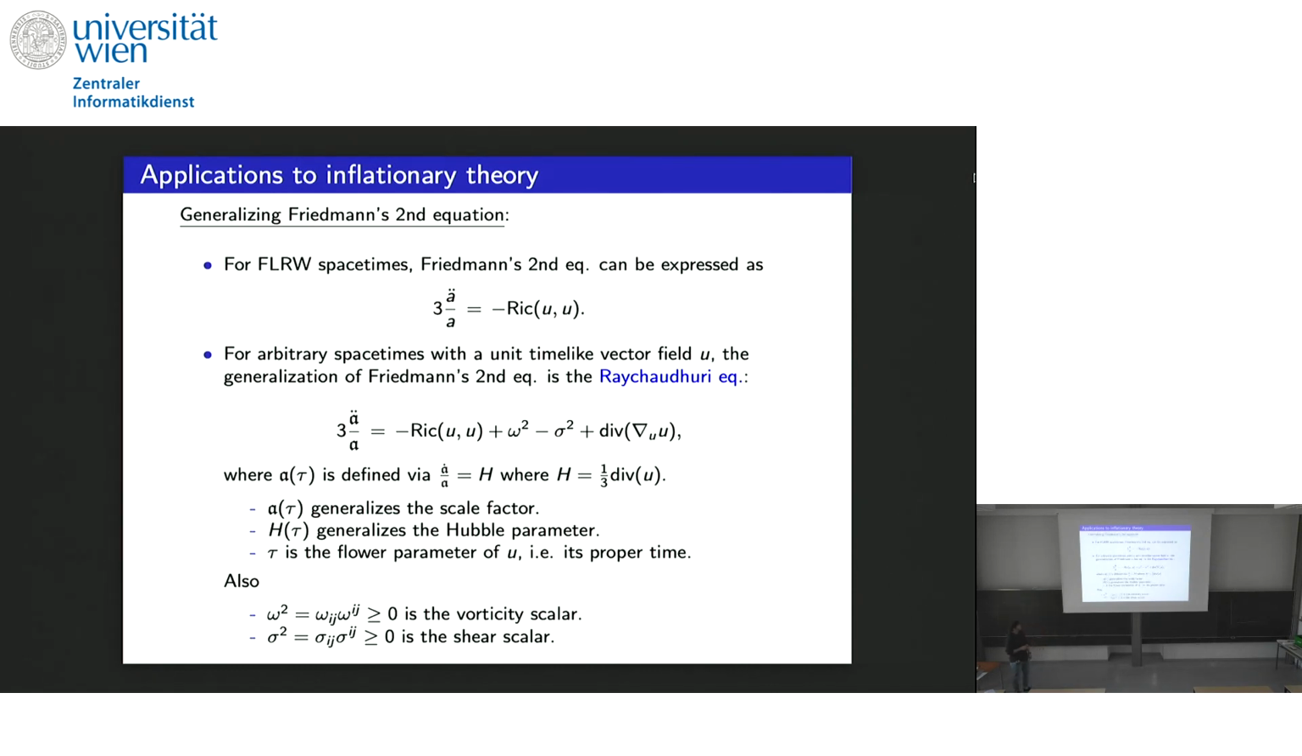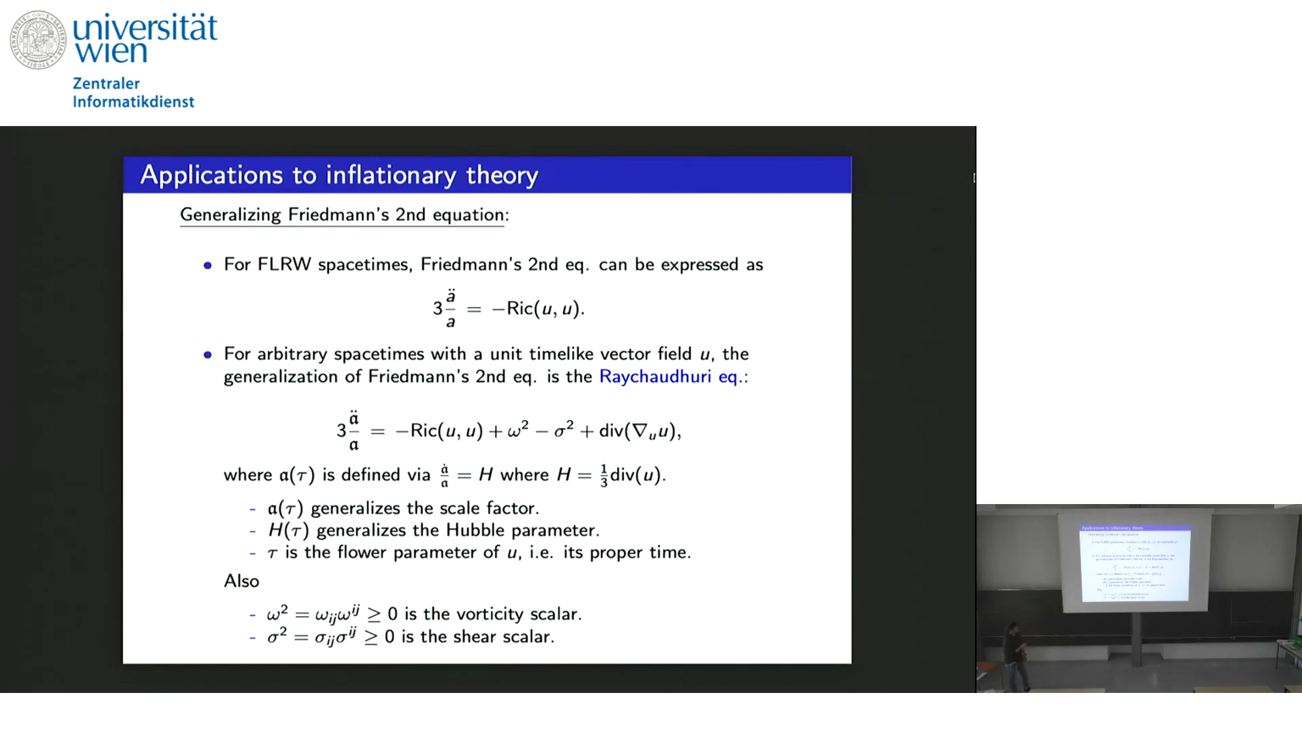Okay, so how do we do that? For FLRW spacetimes, Friedmann's second equation can be written like this. Now, for arbitrary spacetimes with a unit time-like vector field U, the generalization of Friedmann's second equation is just the Raychaudhuri equation. Here, math frac A is defined via A dot over A equals H, where H is equal to 1/3 the divergence of U. If U is hypersurface orthogonal, then this would just be the mean curvature, right? And H is also the Hubble parameter. So it's nice that the mean curvature and the Hubble parameter use the same letter.